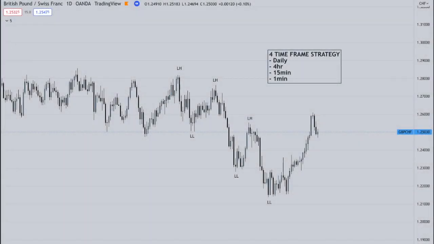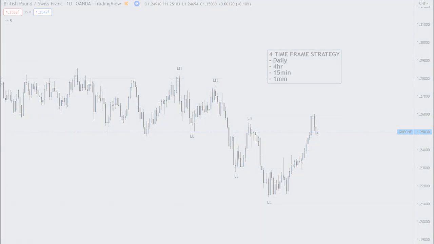And with this particular strategy, I promise you guys, this is like the secret sauce. This is definitely going to be a banger for you guys. With this strategy, we're going to break it down all the way from the daily time frame down to the 1 minute, where we get you guys sniper entries and you can maximize your profits. All right, so stay tuned.